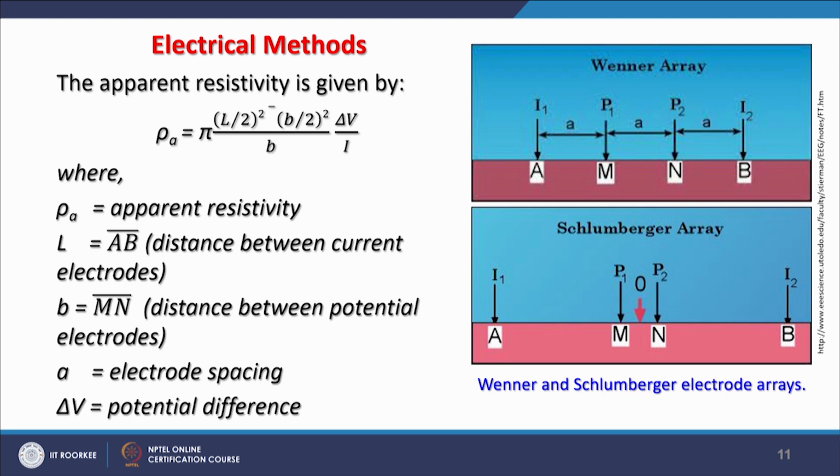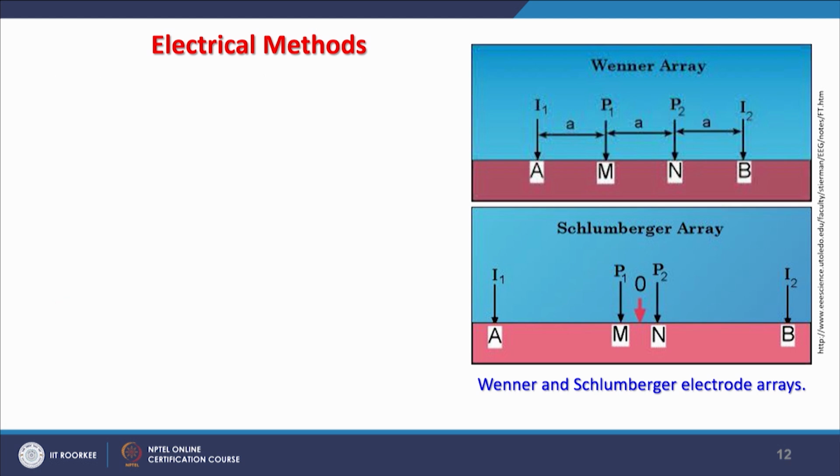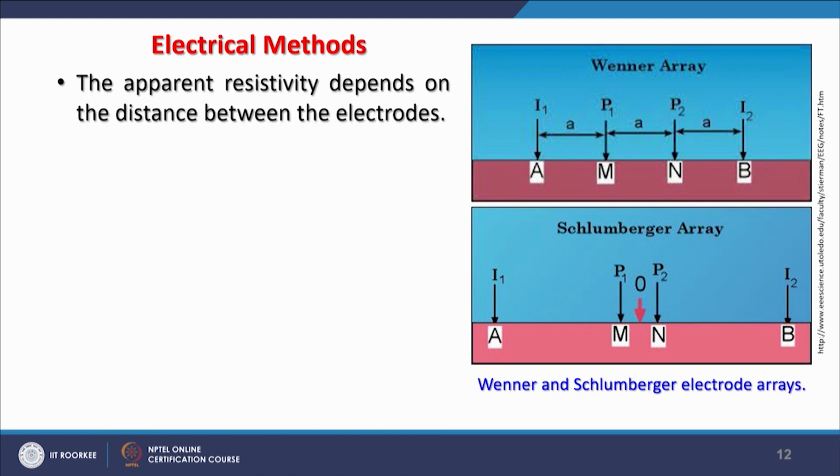And here almost the same notations have been used. So, rho A is the apparent resistivity, L is the AB, that is the distance between current electrodes, B is the MN, the distance between potential electrodes, A is the electrode spacing, and delta V is the potential difference. So, through two different array methods, we can have the apparent resistivity measurement. Now, on what things will apparent resistivity depend?